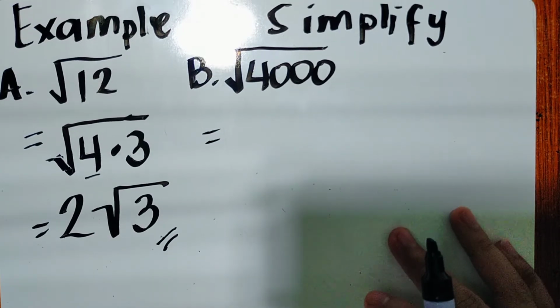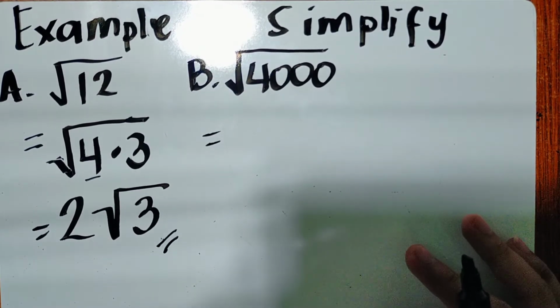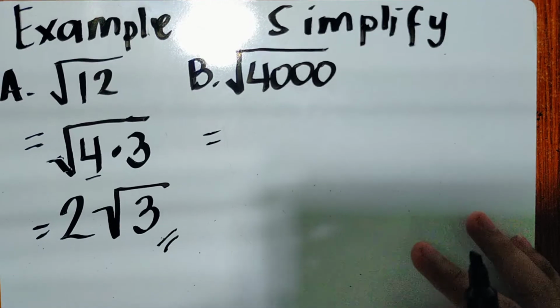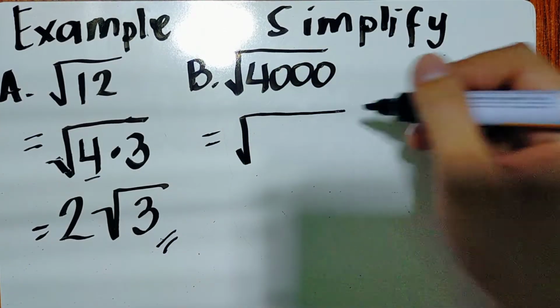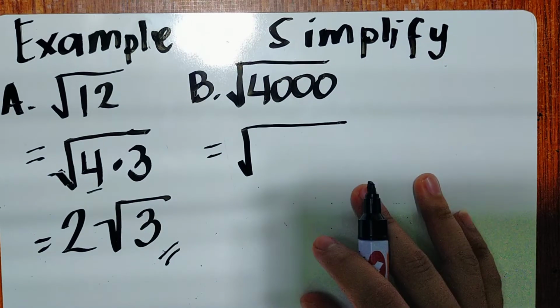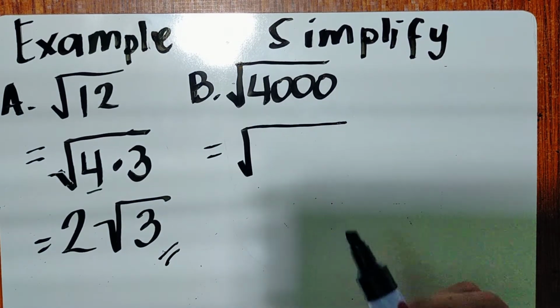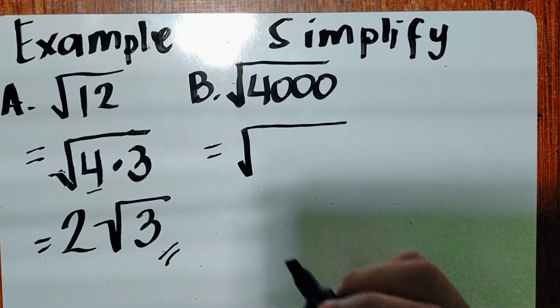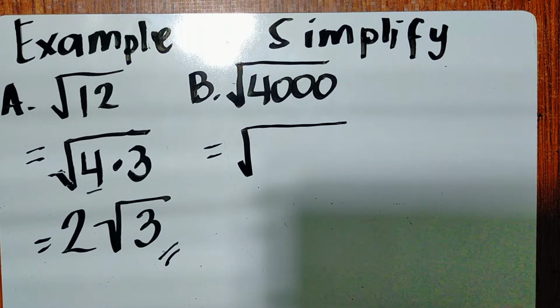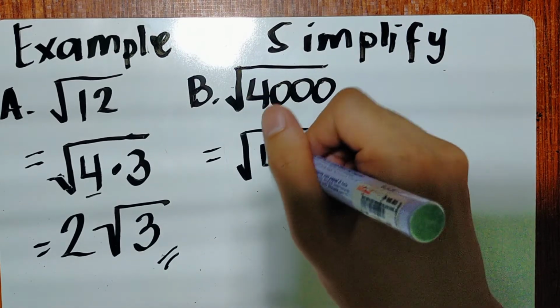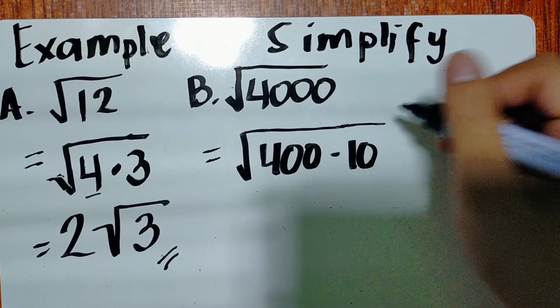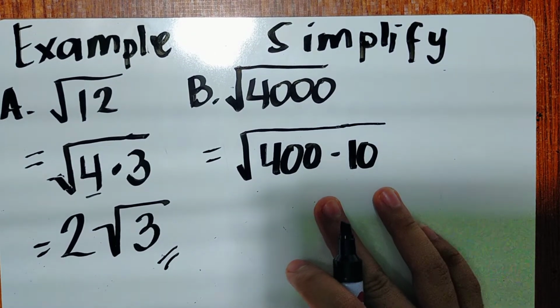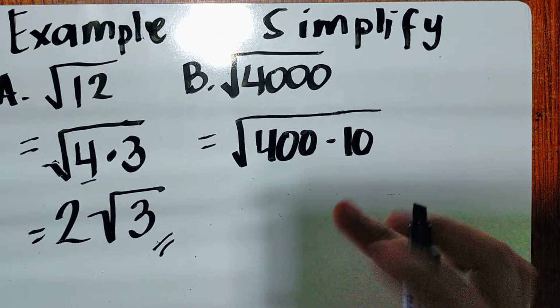For letter B example, we have here square root of 4,000. So, hahanap ulit tayo ng factor ng 4,000 na may perfect square since the given is square. Okay? So, again, hanap tayo ng factor of 4,000. So, pwedeng 400 times 10. Because 400 times 10 is 4,000.